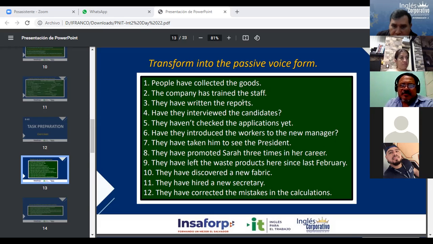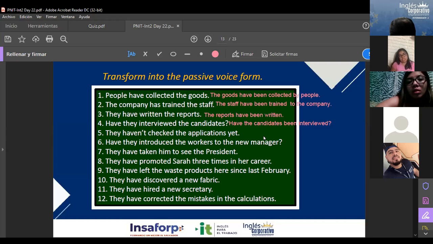For example, the number three is the report has been written. Have plural reports. Ah, okay. The reports have been written. Yes. Okay. Number four. The candidate has been checked.